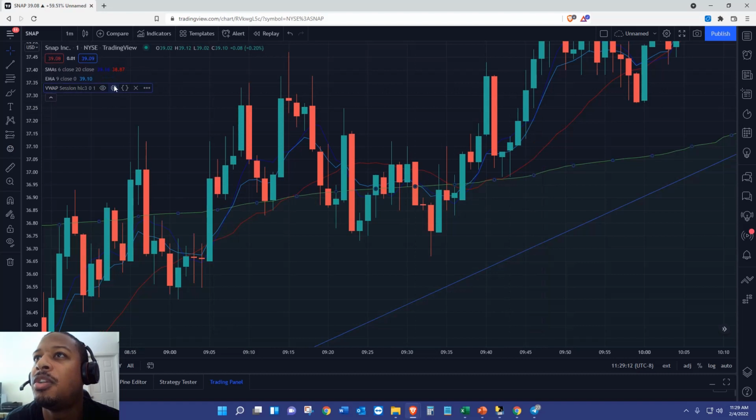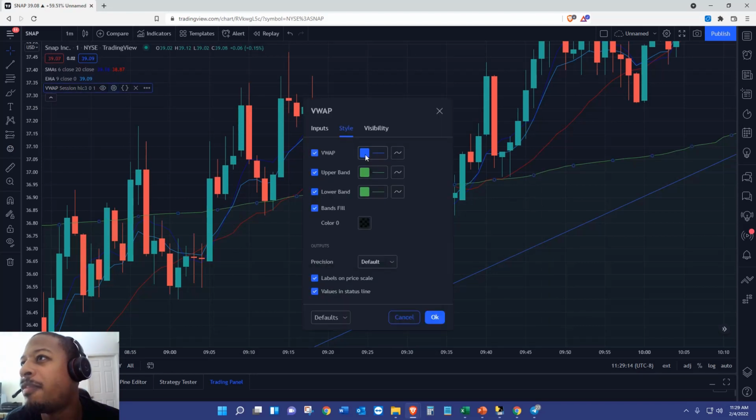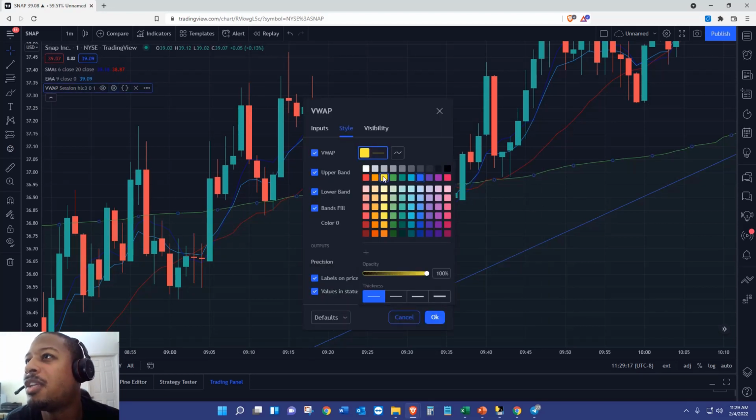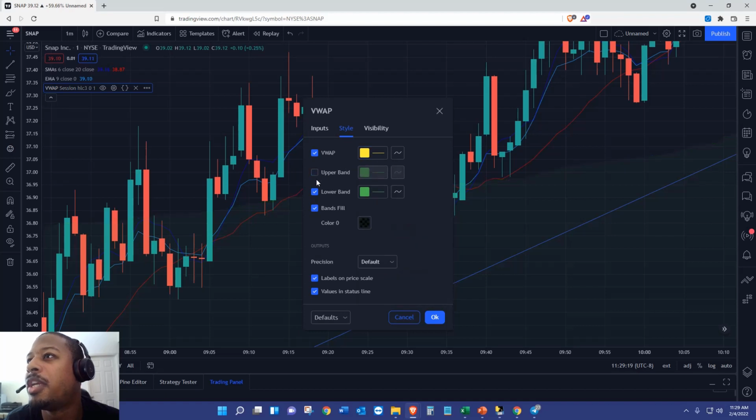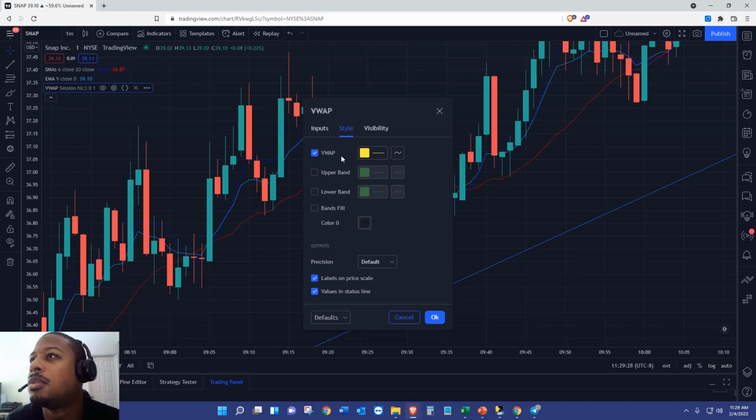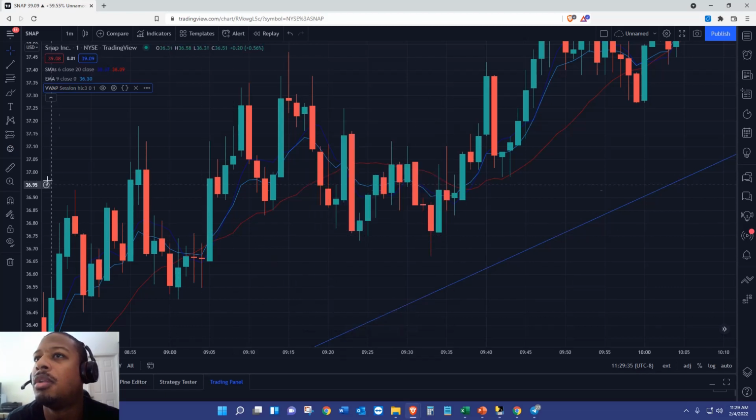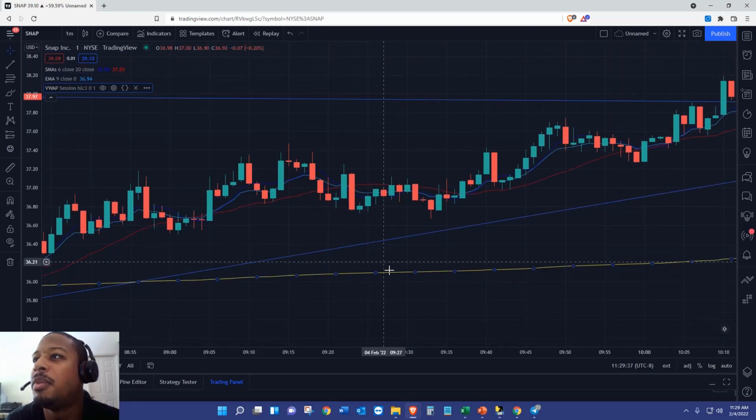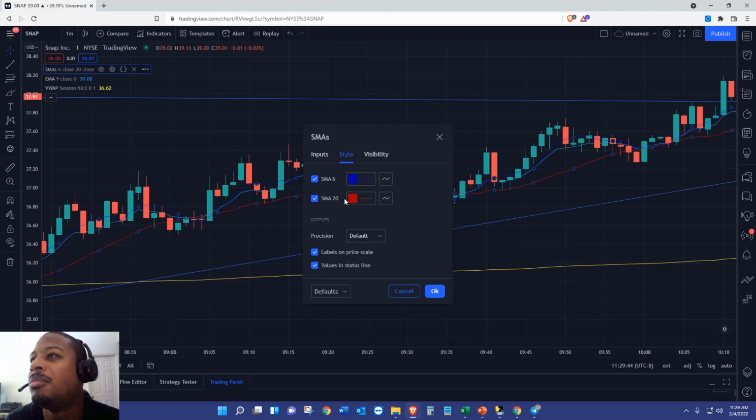Now, if you click on this and go to the settings, I like my VWAP to be a yellow color. I don't know why. I feel like it just tells me to slow down. I'm going to get rid of the bands because, like I told you, I don't care about the bands. You can keep them if you want, that's up to you. Settings, VWAP, yellow line. Okay, there's my VWAP.